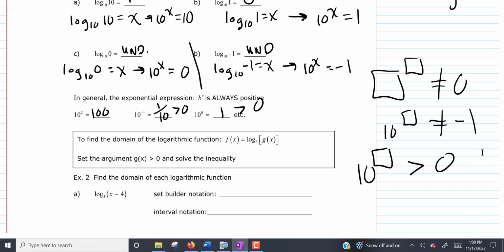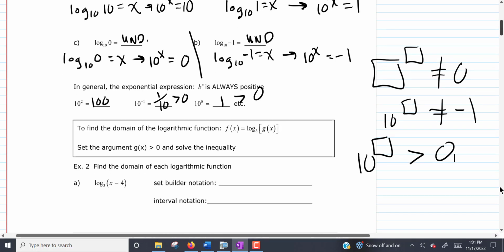Okay, what you need to understand is 10 to any power is positive. There's no power of 10 that will ever be negative or 0. Can't be done. So that's why you can't do a log of 0 or a log of a negative number. Okay, so now we transition into domain.